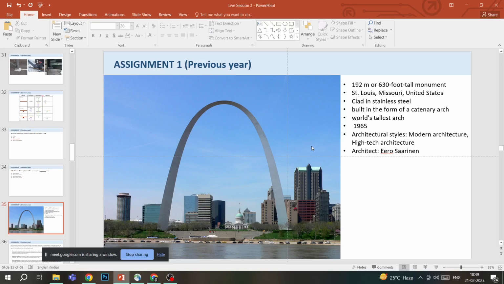The architectural style that this monument covers is modern architecture and high-tech architecture. It was built by Eero Saarinen, a Finnish-American architect. He's a very famous architect. We also covered one of his buildings, the TWA terminal at the John F. Kennedy Airport in New York, in the first lecture. So this is all about the structure.